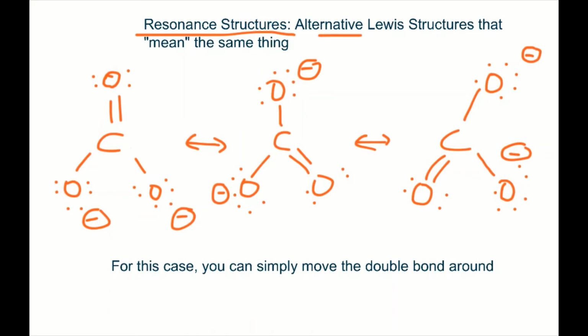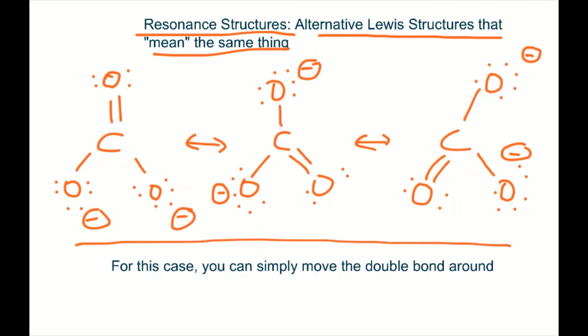These are alternative Lewis structures that mean the same thing. Now, in the next video, I'll talk more about what this means, but for now, just think of resonance structures as alternative Lewis structures that mean the same thing. So, in these three examples, you can see how this structure for carbonate is the same thing as this structure for carbonate, the only difference being that this double bond is moved down here instead of staying up there.